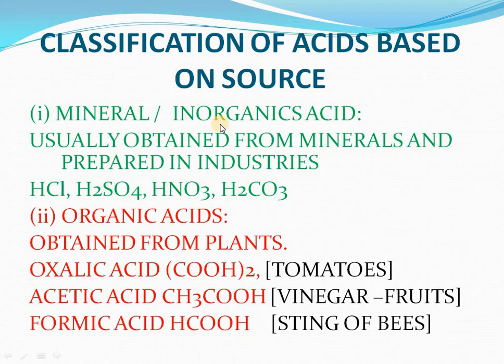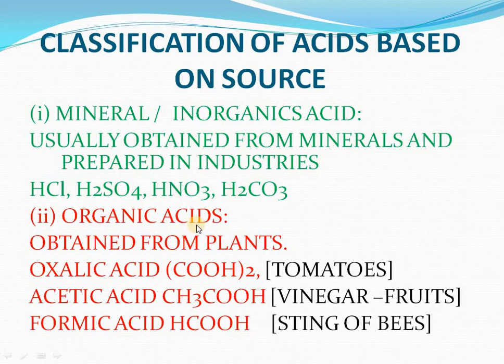Let us start with classification based on source. Source means from where we are getting it, whether we are producing it in our body or in a factory. Factory means from minerals. Minerals means rocks. If we obtain an acid from minerals, it is known as an inorganic acid, usually obtained from minerals and prepared in industry. For example, hydrochloric acid, sulfuric acid, nitric acid, carbonic acid as well.